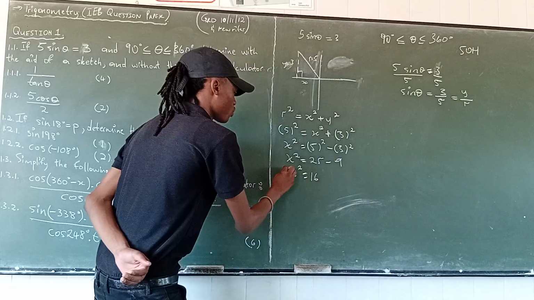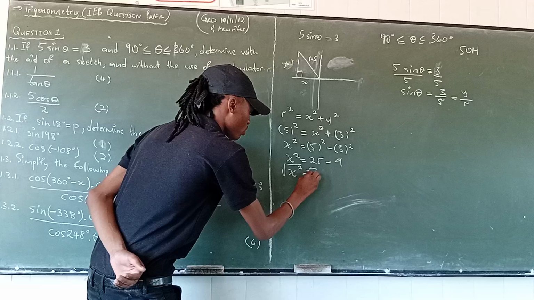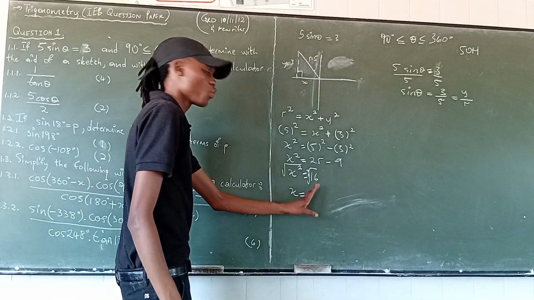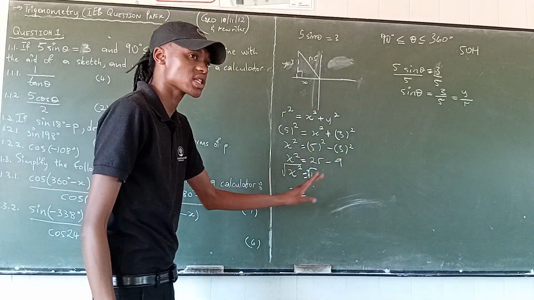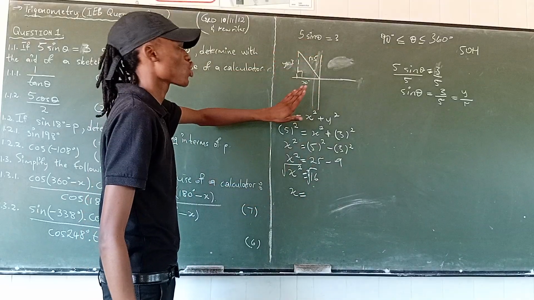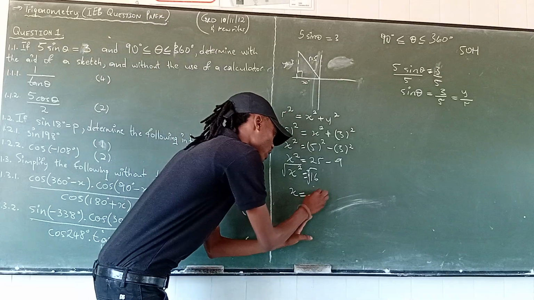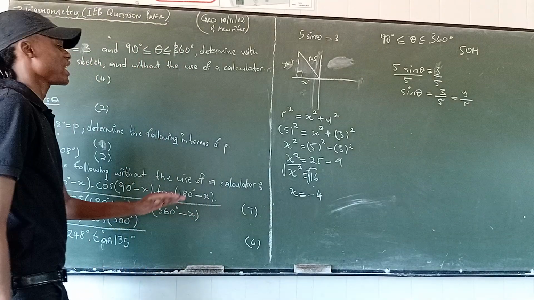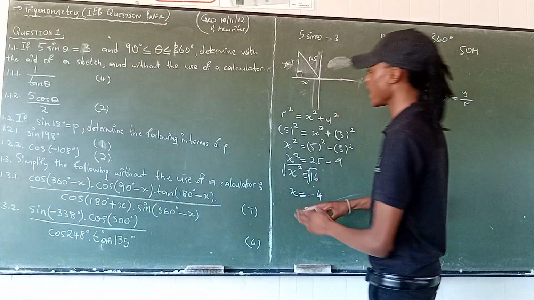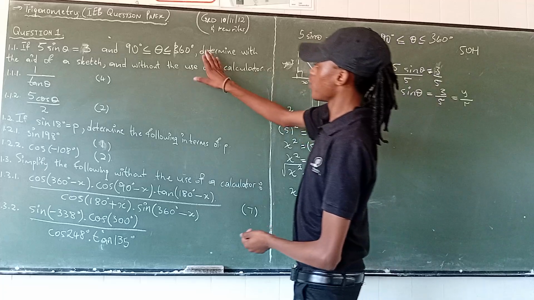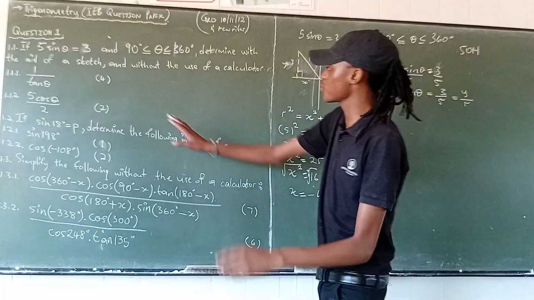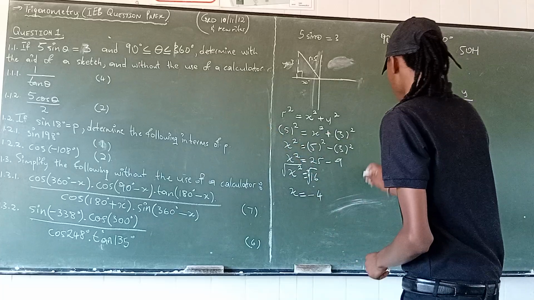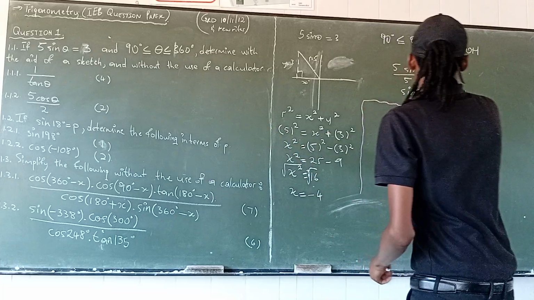When you square root both sides, that will be plus or minus, but we're not going to take the positive one because our x value is on the negative side. So x is equal to negative 4. We have found the x value. They never said find the x value. They said to use the aid of the sketch to determine 1 over tan theta. When we answer this one now, this is where we're going to do it.